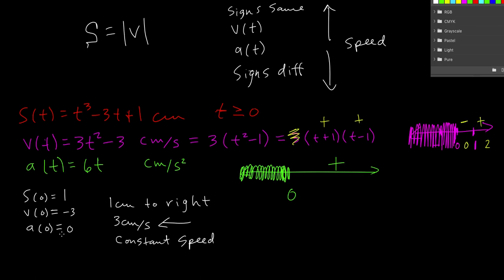Now part C says describe the motion of the particle at t equals 2 seconds. So we basically do the same thing we just did, but we're going to plug in a 2.